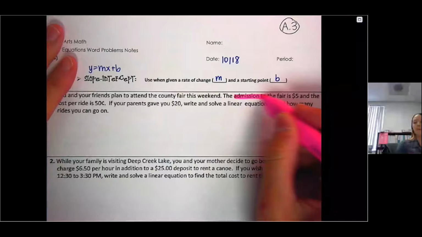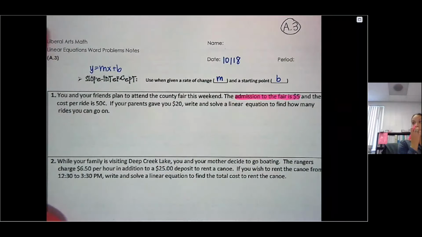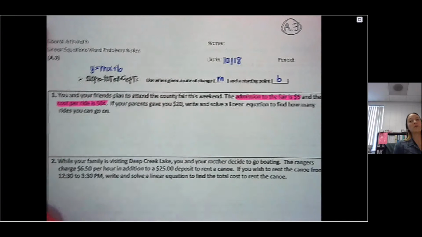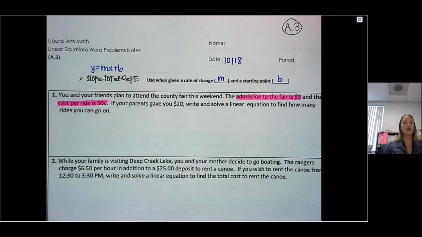Is important in that equation or in that problem? Cost per ride is 50 cents. So if you want to go on one ride, it costs you not only the $5 to get in, but it also costs you 50 cents per ride.